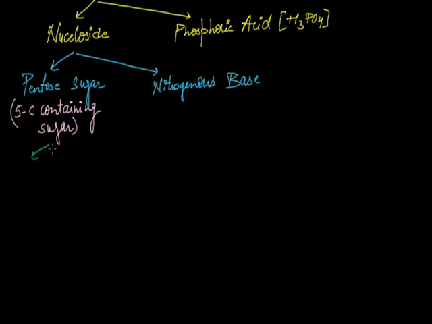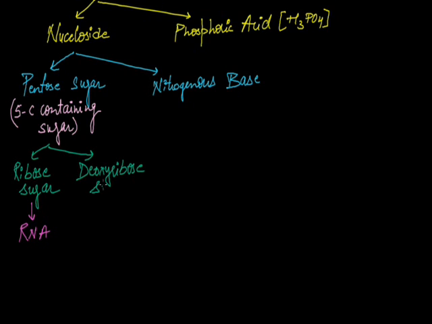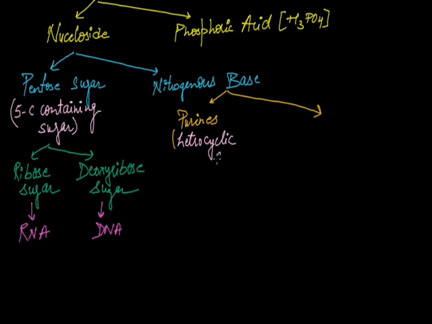There are two kinds. Ribose sugar is present in RNA. Deoxyribose is found in DNA. Nitrogenous bases are further divided into two types. First is purines. Purines are heterocyclic compounds. And next is pyrimidines. Pyrimidines are single cyclic compounds.